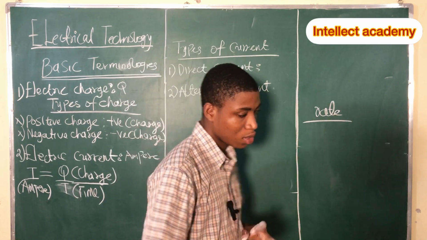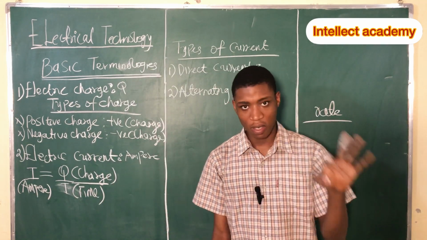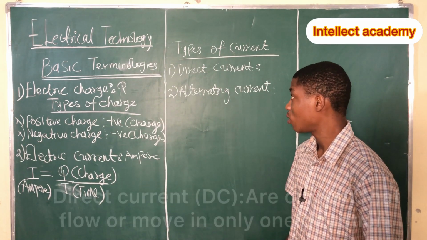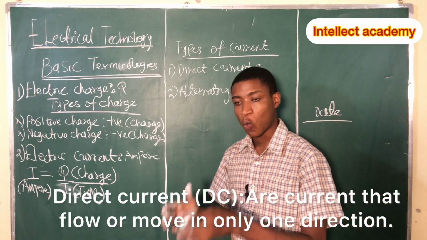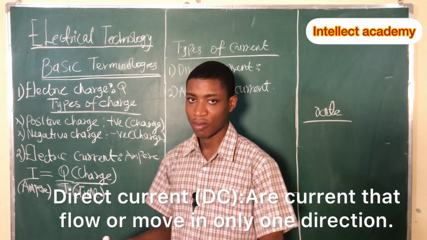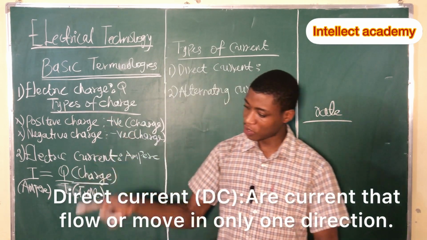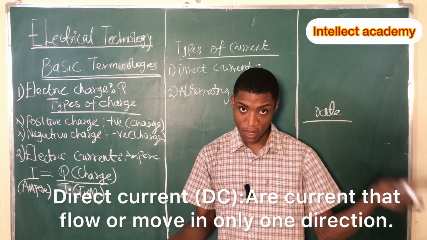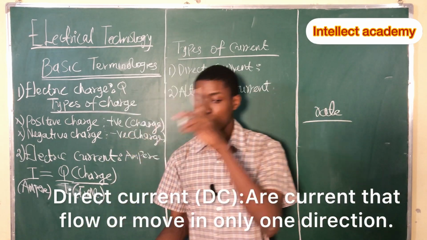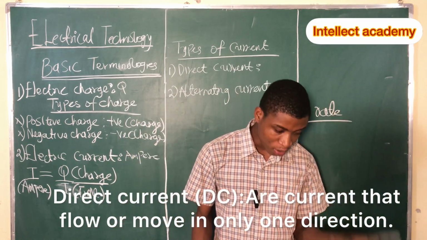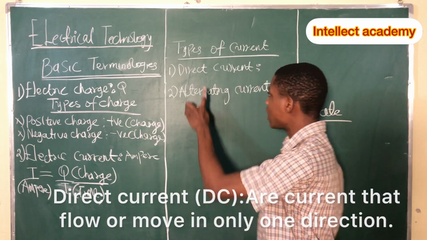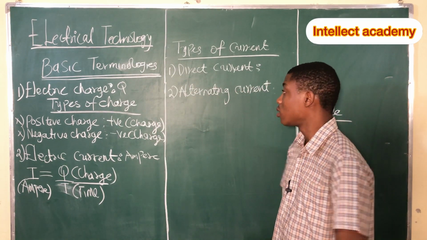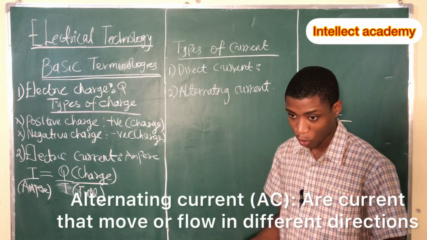First of all, let's look at the first one. We said that current is the rate at which charge moves around the electrical circuit. Direct current is current that moves in only one direction. If the current is flowing from point A to point B, it only moves from point A to point B. It does not reverse, only in one direction. That is what a direct current is. Now, an alternating current, as it says, alternates.